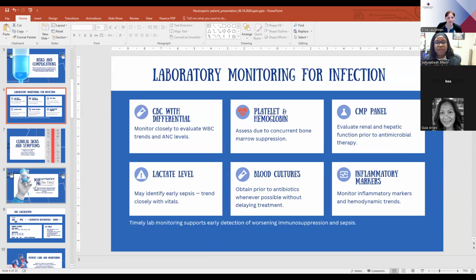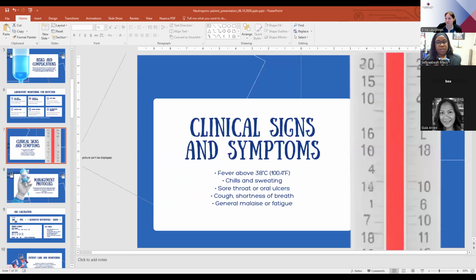Laboratory monitoring for infections. So again, we're looking at a CBC with differentials. We're going to monitor closely to evaluate the WBCs, the platelets, and the CMP panel. Lactate level is another critical one, along with blood cultures and inflammatory markers. Some of the clinical signs and symptoms that I highlighted, again open for more suggestions, are fever greater than 38 degrees Celsius, chills, sweating, sore throat, oral ulcers, cough, shortness of breath, general malaise, and fatigue.